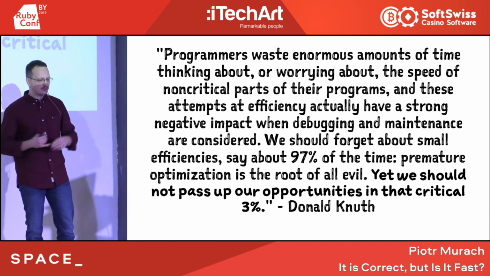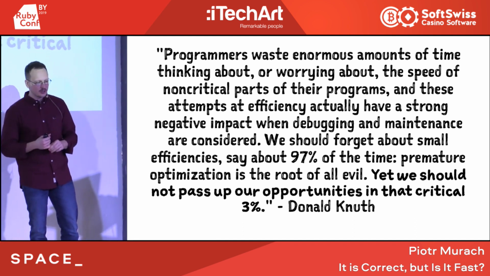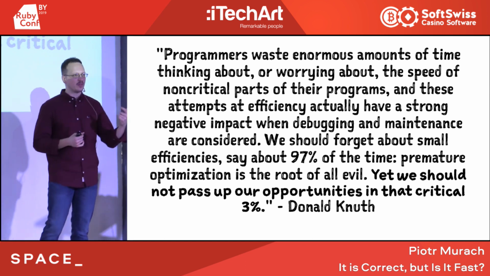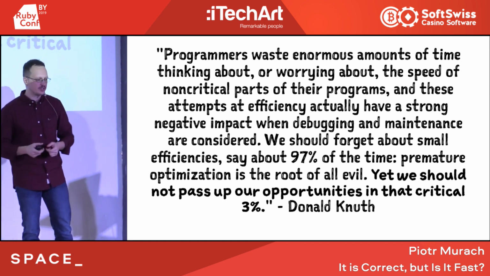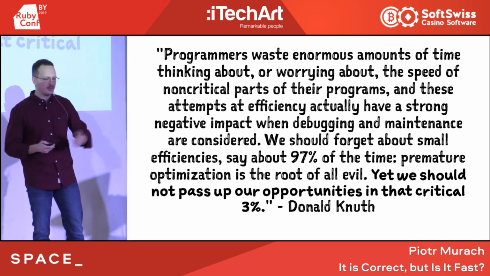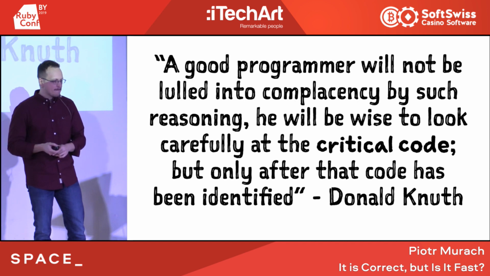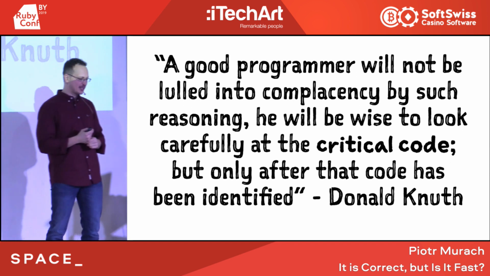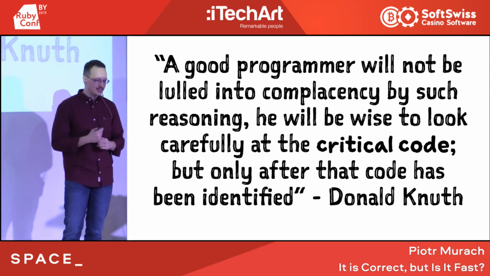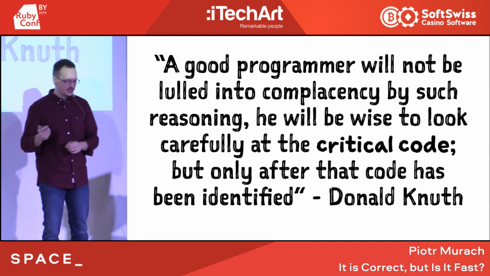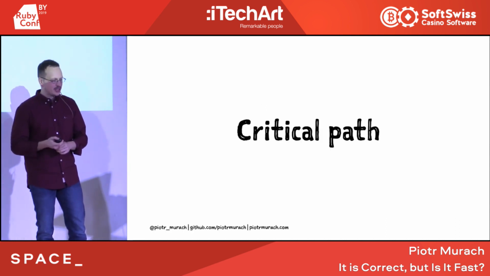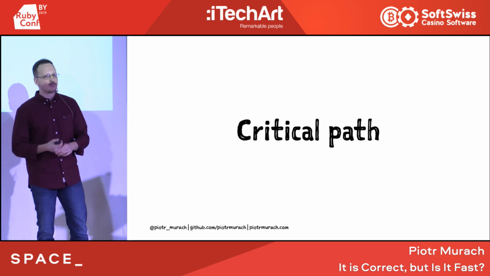So, don't think about trivial optimizations, but definitely do some measurements. Find the most critical things where you get an order of magnitude performance increase, like was the example of the clamp method. That single method improved the whole library immensely. A good programmer will not be lulled into complacency by such reasoning. He will be wise to look carefully at the critical code, but only after that code has been identified. Donald Knuth. So finding the critical path and the unit of work that relates to that is the way to do performance testing.